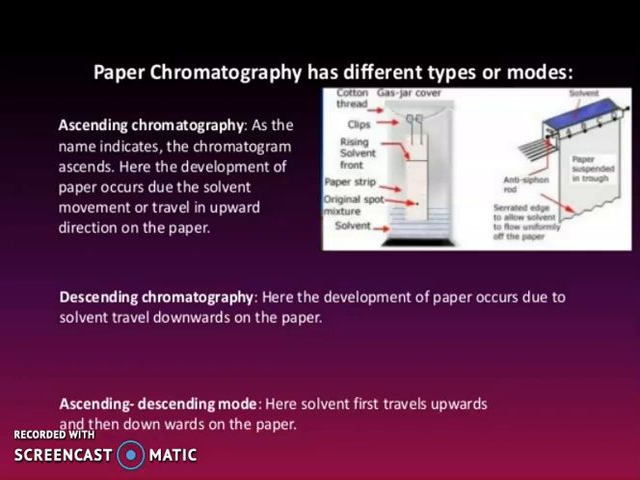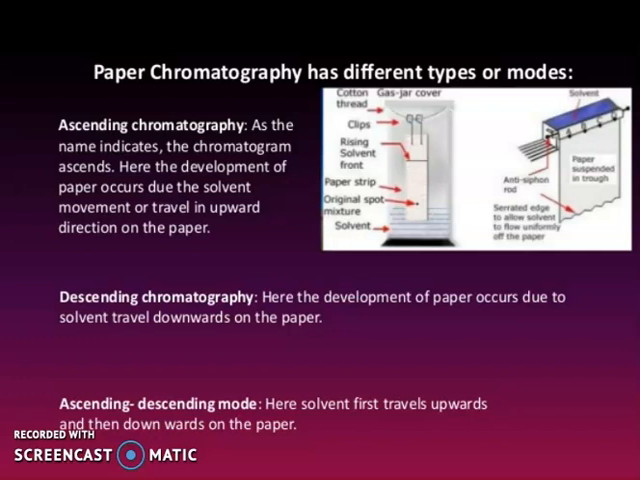You can see in this picture: the solvent, the original spot mixture, the paper strip, the solvent front, the clip, the cotton thread, and the gas jar cover. And descending chromatography: here the development of the paper occurs due to the solvent traveling downward on the paper. So this is another one.